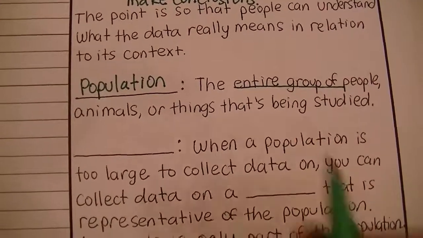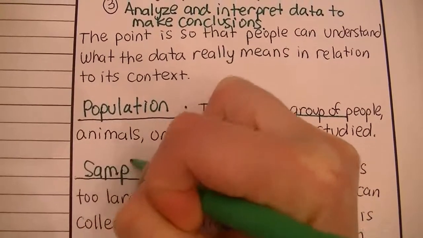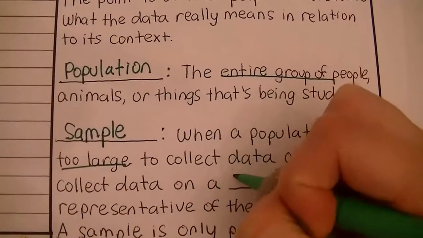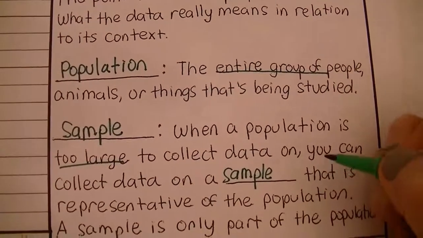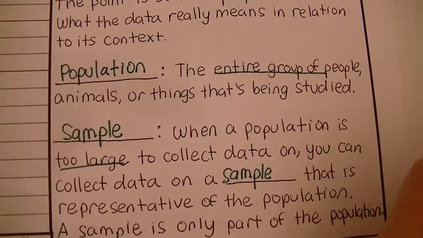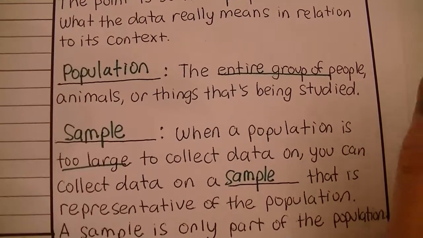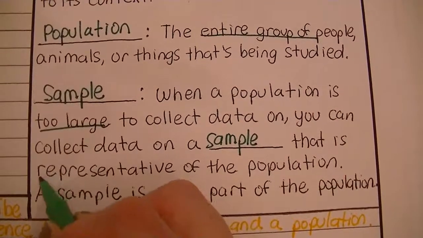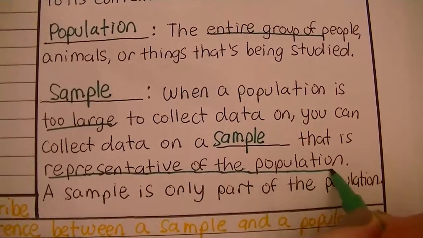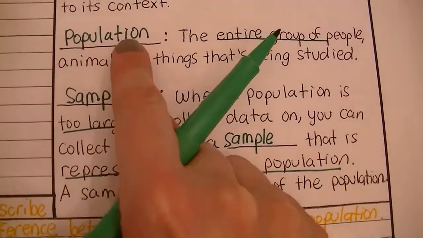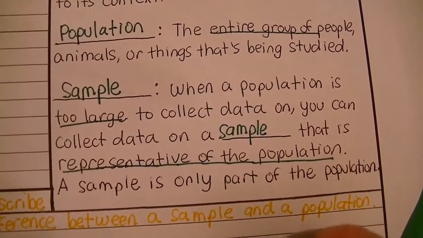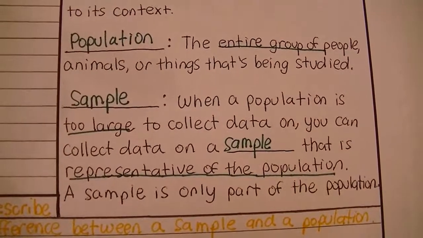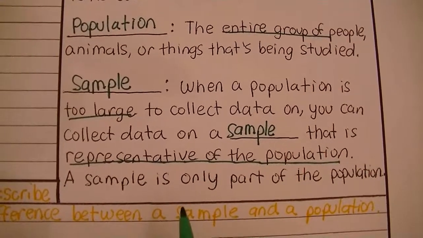And the next definition is of a sample. So when a population is too large to collect data on, you can collect data on a sample. Sometimes it might be too expensive to gather data on an entire population because it might be really, really giant. So you just collect a sample of that entire population. But you got to make sure that that sample is representative of the population. And what that means is it's got to represent that entire population. You don't want it to be all similar. You want to collect a variety of the things composing that population, okay? A sample is only part of the population.